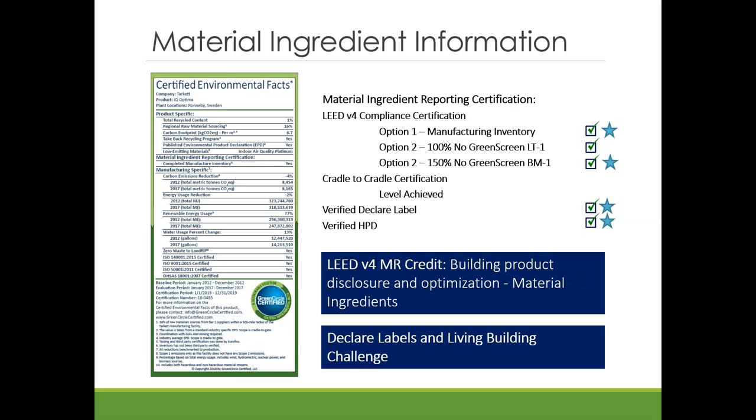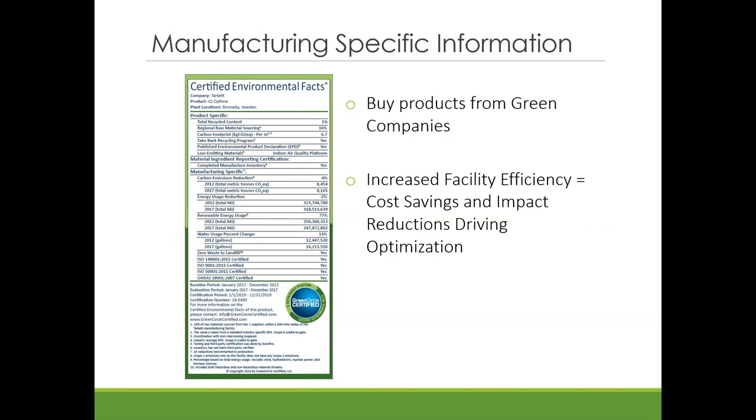And I did mention here that if you are looking for buying sustainable products, first of all, it's important to note that sustainable doesn't mean one attribute. Sustainable means a lot of different things for a product, so you have to look at that. However, I think it's important to know that you're buying sustainable or greener products from green companies, and the actual third-party verification of the manufacturing-specific data will show you how a company is moving forward from a baseline year to reduce their impacts from an environmental perspective, what other certifications they might have as far as ISO standards.